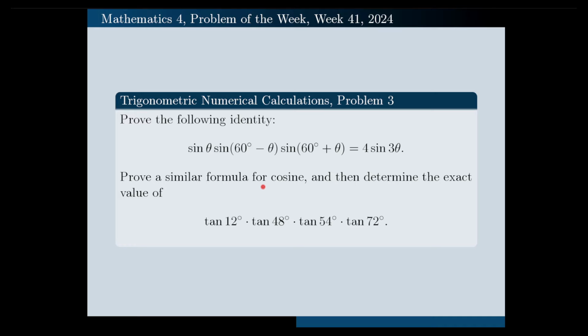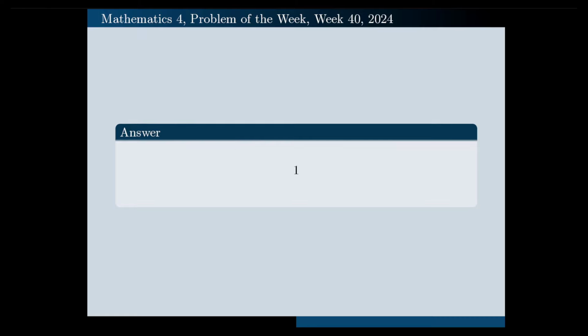Prove a similar formula for cosine and then determine the exact value of the following product: tangent of 12 degrees times tangent of 48 degrees times tangent of 54 degrees and finally times tangent of 72 degrees. It would be a good idea if you pause the video at this point and try to solve the problem yourself first. If you do the calculations correctly, the answer to the last part of the problem is 1.